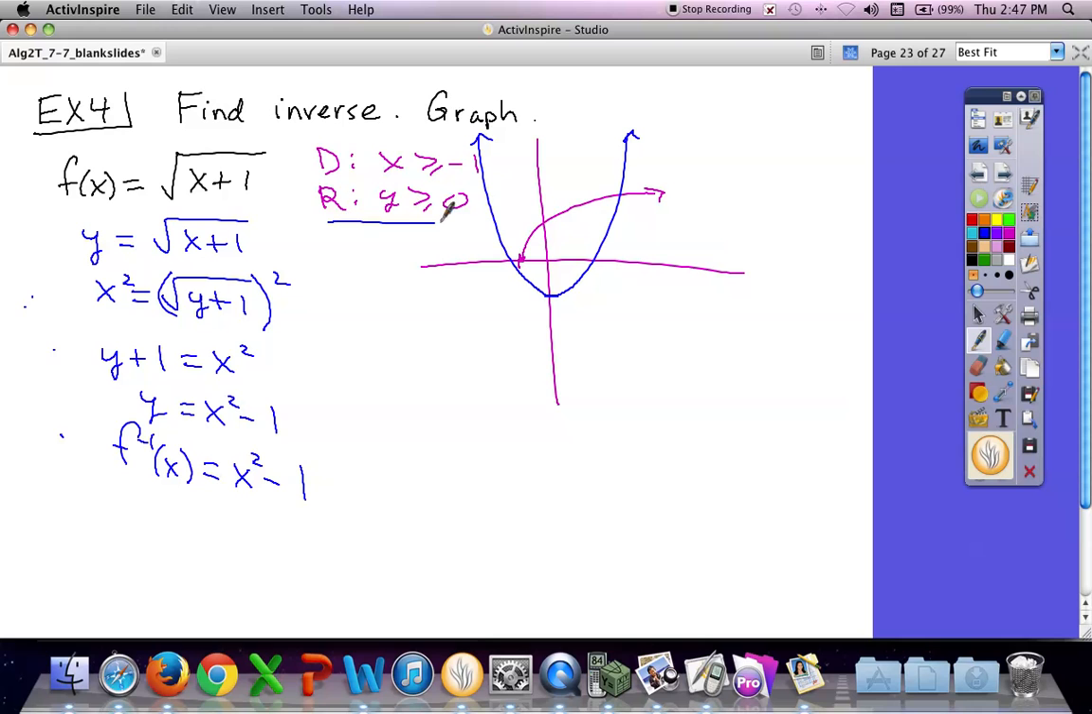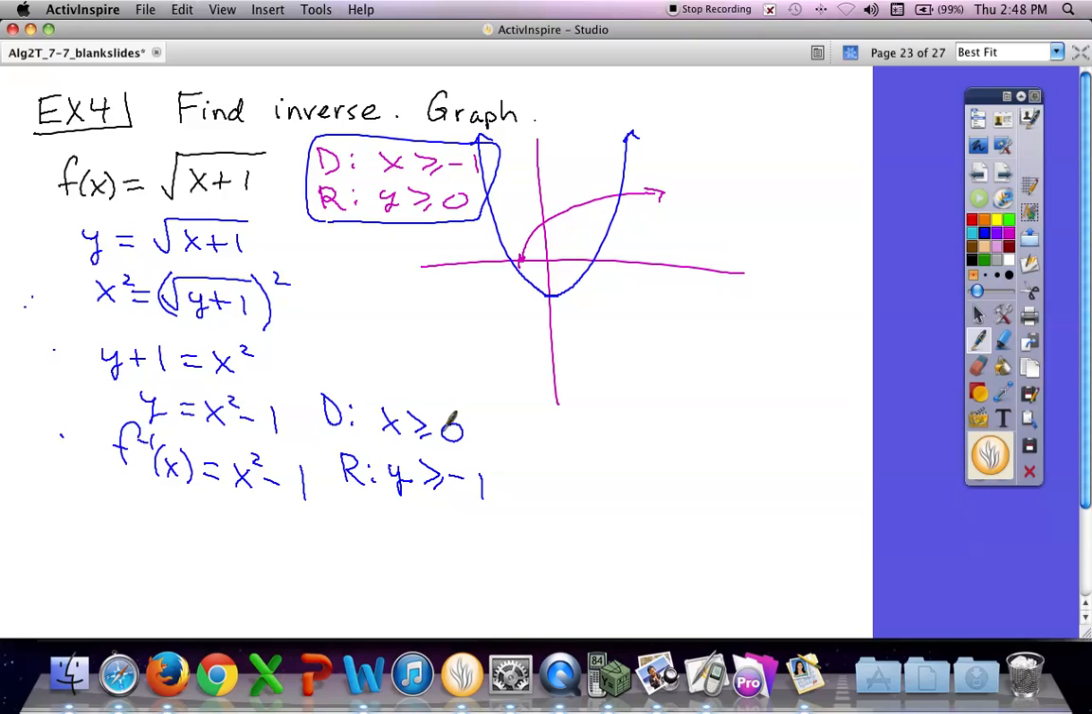That's where this stuff comes into play, right? Remember what we saw at the beginning. When you find a function and its inverse, they swap domains and ranges. So if this thing had a domain of x is greater than or equal to -1, this one has a range of y is greater than or equal to -1. This thing had a range of y is greater than or equal to 0. So this one has a domain of x is greater than or equal to 0.